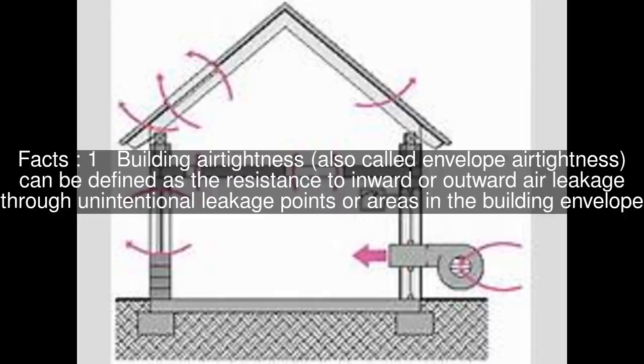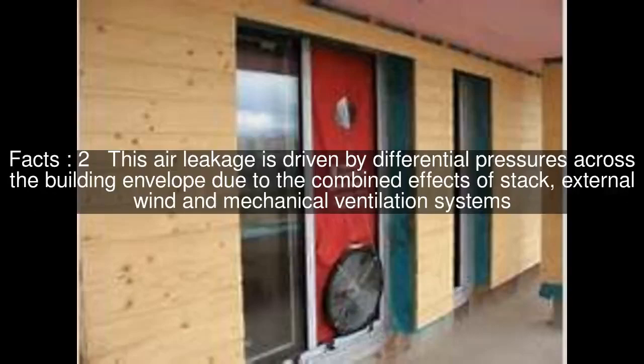Building airtightness, also called envelope airtightness, can be defined as the resistance to inward or outward air leakage through unintentional leakage points or areas in the building envelope. This air leakage is driven by differential pressures across the building envelope due to the combined effects of stack, external wind, and mechanical ventilation systems.